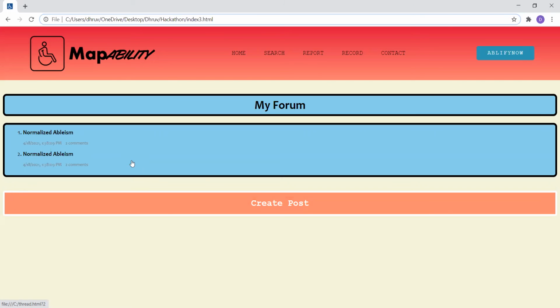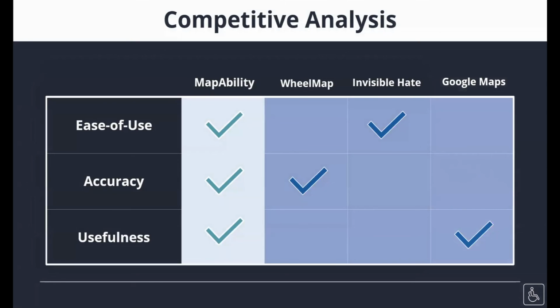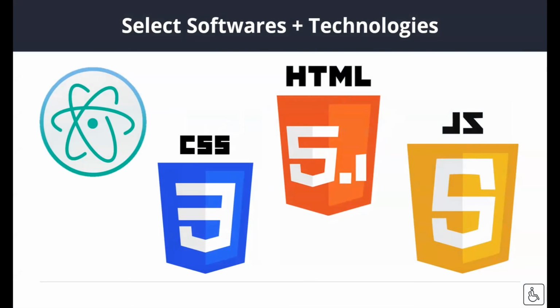Now let's go back and learn more about some of MapAbility's competitors and things like that. MapAbility focuses upon three key metrics: ease of use, accuracy, and usefulness. MapAbility is the only solution that's able to address all three of these metrics and outperforms all of its competitors, whether they be Wheelmap, Invisible Hate, or Google Maps, by a vast margin, thereby proving its novelty and the immense innovation it brings. MapAbility has been created with HTML, CSS, CSS3, Java, JavaScript, Atom, and a variety of other tools.